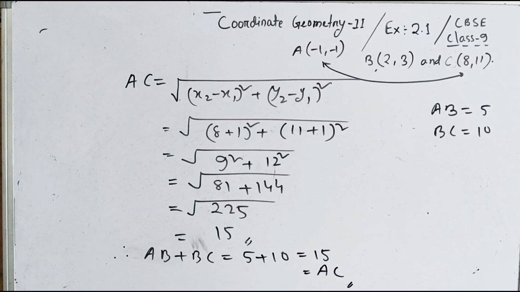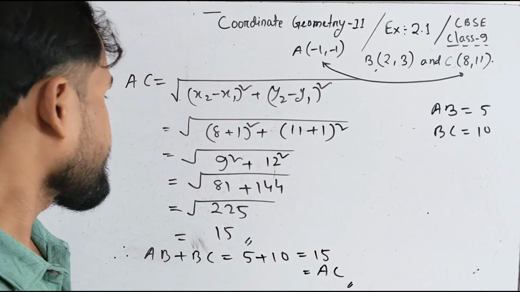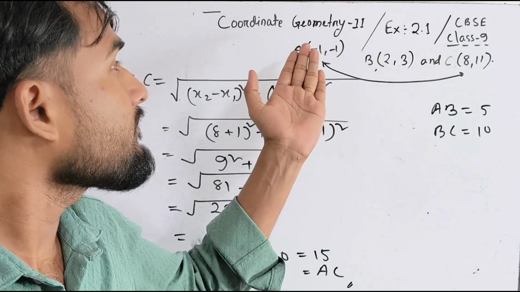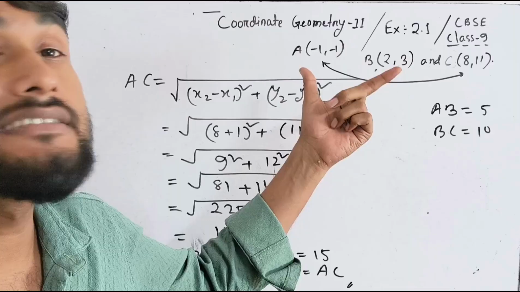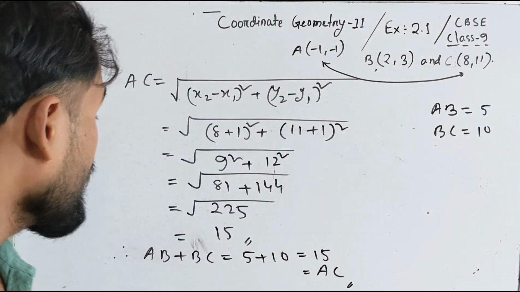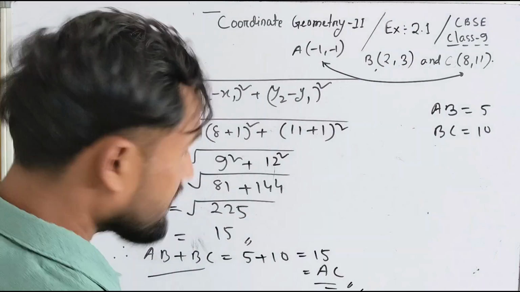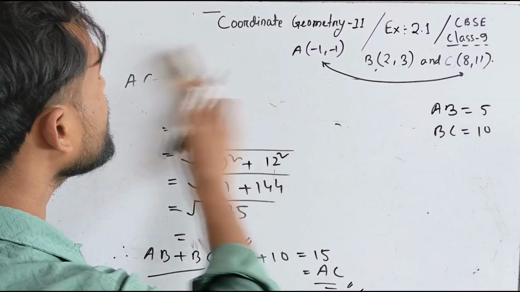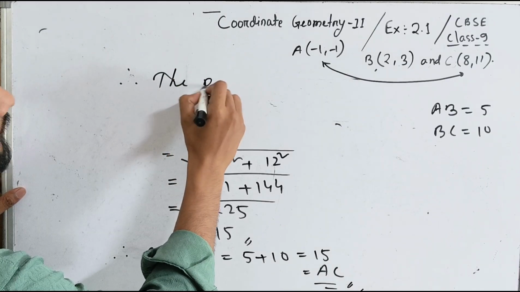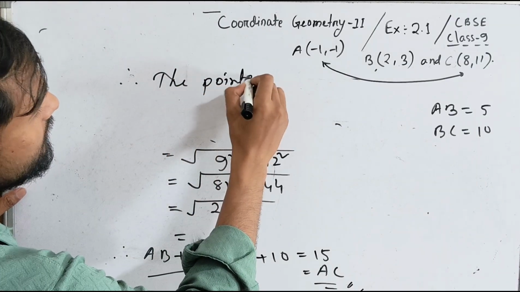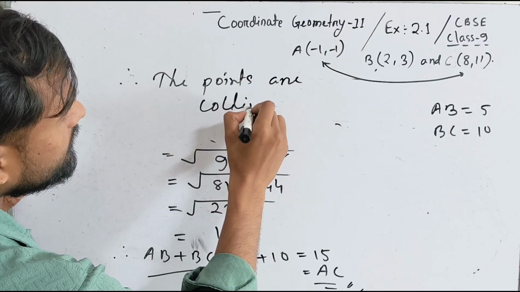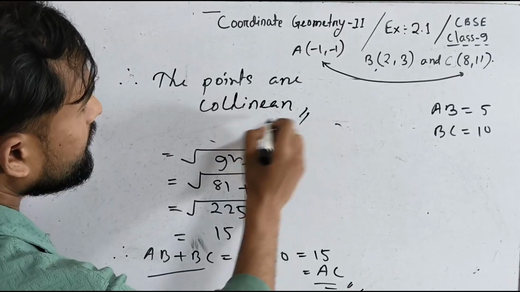We already made the condition that these 3 points are collinear if sum of 2 line segments is equal to the third one. We already found this condition. Therefore, the points are collinear. Done.